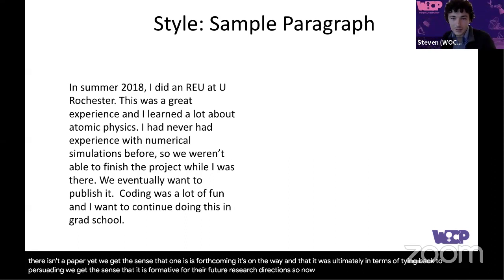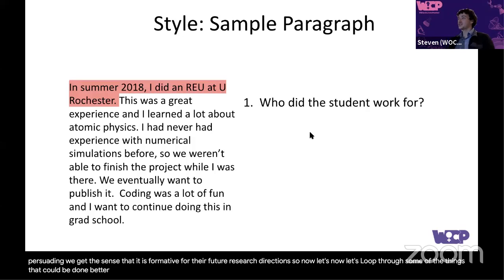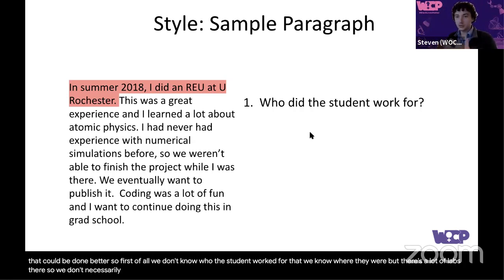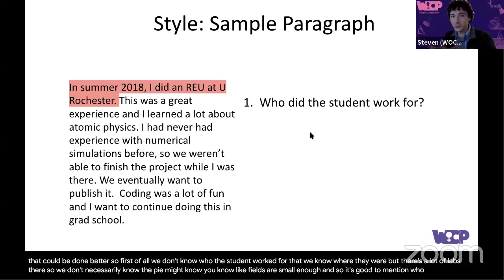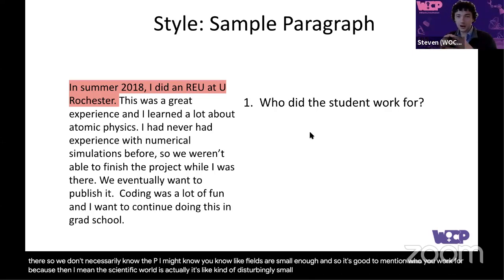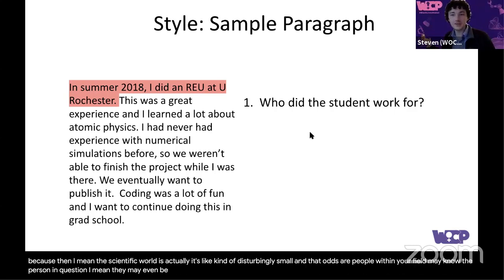So now let's loop through some of the things that could be done better. So first of all, we don't know who the student worked for. We know where they were, but there's a lot of labs there. So we don't necessarily know. The PI might know, like fields are small enough. And so it's good to mention who you worked for because the scientific world is actually kind of disturbingly small. And odds are people within your field may know the person in question. I mean, they may even be friends, which is great.